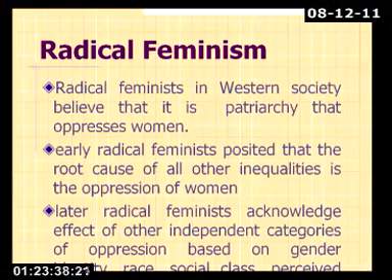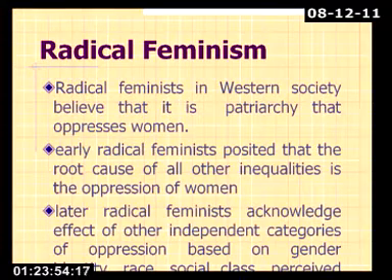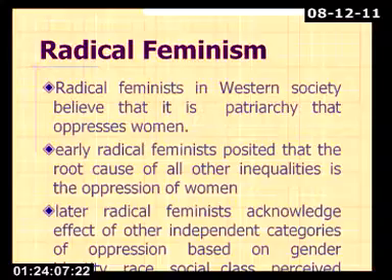Then, in this context, we jump on to the next one, which is called radical feminism. Radical, as the name suggests, are a bit more impatient, they want quick results, and they are more vociferous in their demands. Radical feminists in Western society believe that it is patriarchy that oppresses women. So the root cause of all this difference is patriarchy. This is what they say. Early radical feminists posited that the root cause of all other inequalities is the oppression of women. So one, they say it is patriarchy.